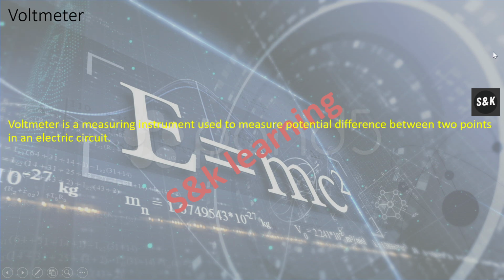Voltmeter. A voltmeter is a measuring instrument used to measure potential difference between 2 points in an electrical circuit.